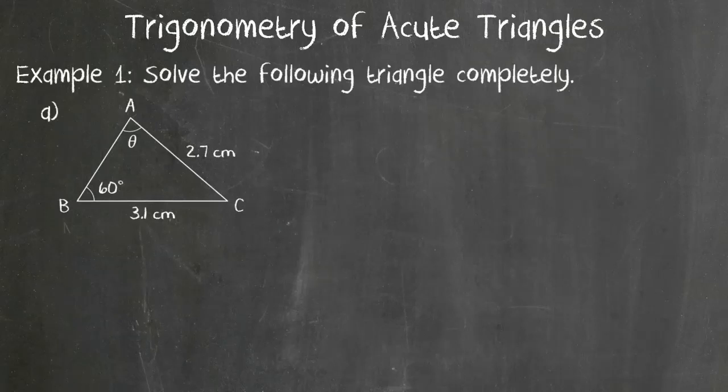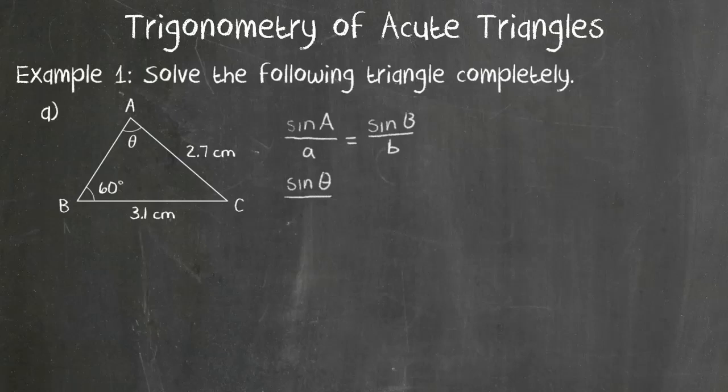Okay, so in this example, we have two sides and one angle. The angle is not between our two sides, which tells us we're going to use the sine law. We're looking for angle theta, or angle A, so we're going to use sine of A over a is equal to, I'm going to look for a set pair, which is B, sine of B over side b. And remember, angles are uppercase, sides are lowercase. So the sine of theta over 3.1 is equal to the sine of 60 over 2.7.